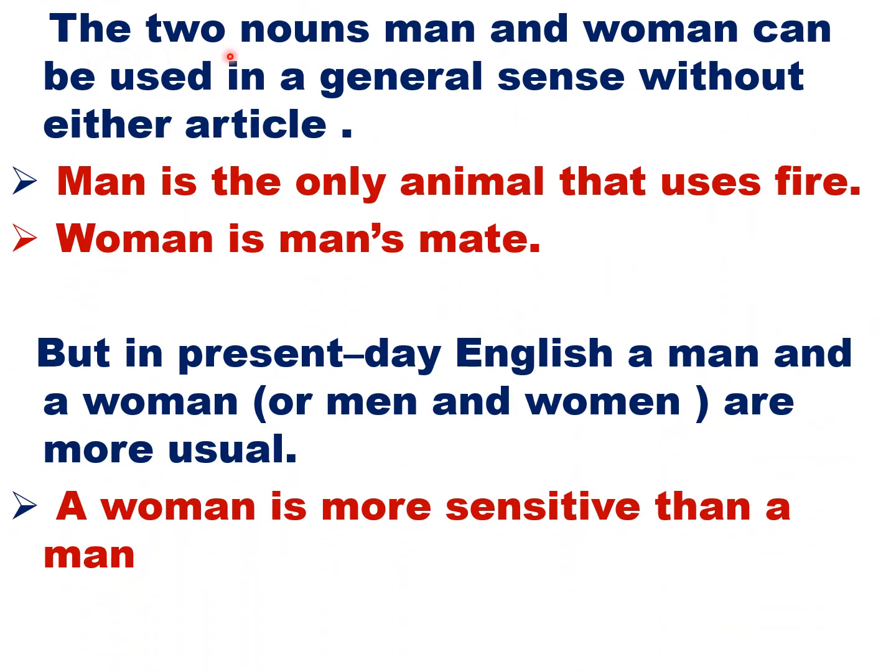The two nouns man and woman can be used in a general sense without the article. Man is the only animal that uses fire. Woman is man's mate. In both the sentences, there is no article. But in present day English, a man and a woman or men and women are more usual or more common. Example, a woman is more sensitive than a man. Here we use the indefinite article a.